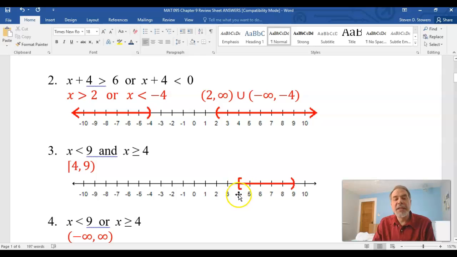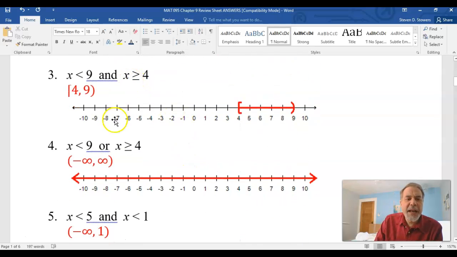So this is the interval from 4 to 9. And do you see why I have the square bracket by the 4, but the round parenthesis by the 9? Because x could equal 4. We are including the 4, but we're not including the 9. x can't be equal to 9. So this is the interval from 4 to 9, including the 4, not including the 9.